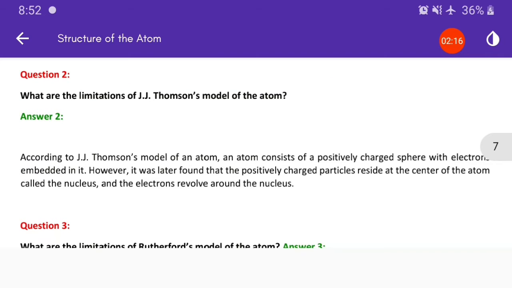Next question, what are the limitations of J.J. Thomson's model of the atom? According to J.J. Thomson's model, an atom consists of a positively charged sphere with electrons embedded in it. However, it was later found that the positively charged particles reside at the center of the atom, called the nucleus, and the electrons revolve around the nucleus. So those were some limitations of J.J. Thomson's model of the atom.